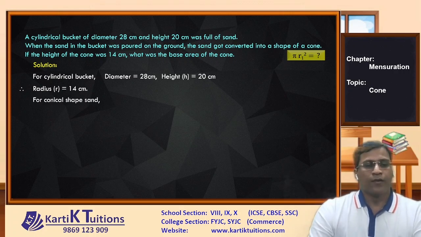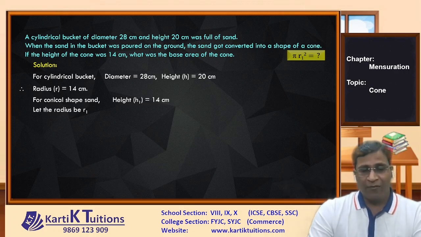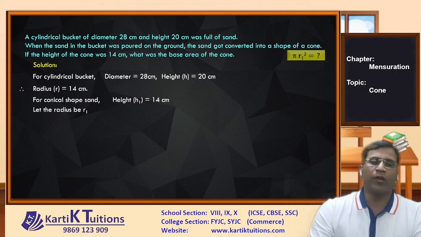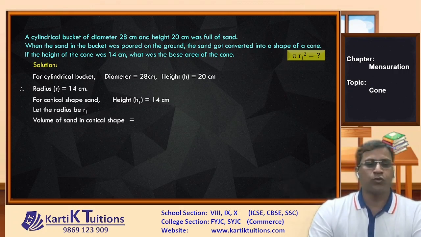Now here, for conical sand, the height is given to us as 14 centimeter, and they will ask us to find the base area. Now we don't know the radius, so we have taken it as r. Now understand, whenever we have the radius and height for both the solids in a same sum, for our convenience, we should always use the initial as r1 h1 for one solid and r and h for the another. Same I have done in this sum also. Now here, as we know, volume of a sand in conical shape is equals to volume of sand in bucket which is in cylindrical shape. So 1 upon 3 pi r1 square h1 is equals to pi r square h.